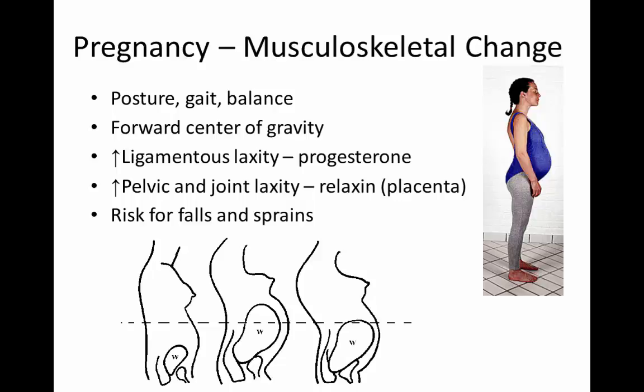There are also associated changes in laxity due to the release of progesterone. Progesterone relaxes ligaments and allows for the baby to pass through the birth canal. Similarly, relaxin is another chemical released to increase joint laxity and pelvic laxity, allowing for the baby to pass through the birth canal. The risk for falling and sprains is much higher in pregnant females due to these chemical mediators released during pregnancy.